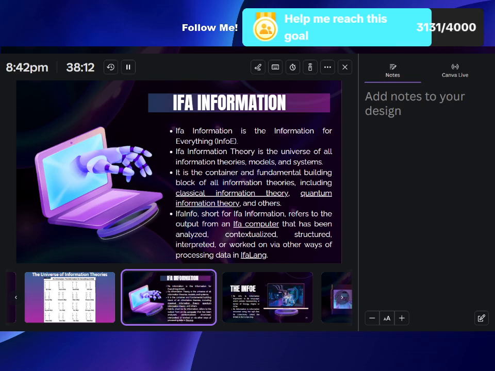You have models in that field. You have information systems. For instance, the internet, the World Wide Web, is an information system. It's a global information system. So IFA is the universe of any field. In the field of information theory, IFA information theory is the universe of all information theories.